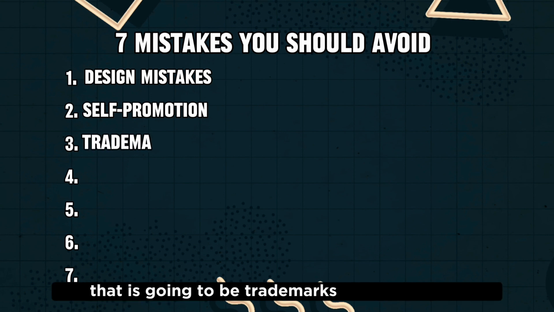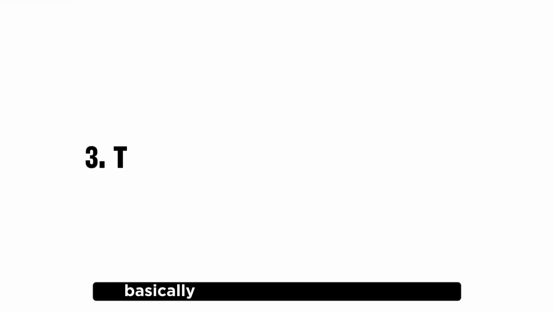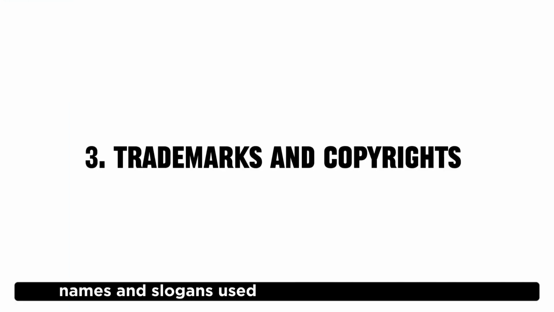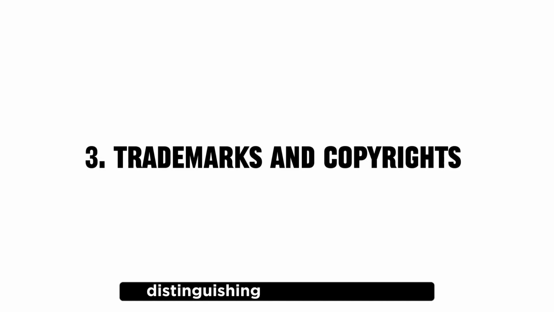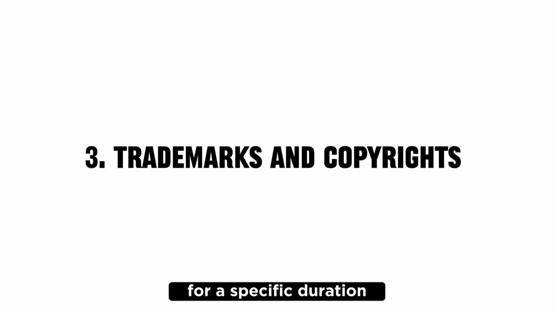Now it's time for our next mistake. That is going to be trademarks and copyrights. Let's understand. Basically, trademarks protect symbols, names, and slogans used to identify goods or services, distinguishing them from others, while copyrights safeguard original creative works like literature, music, and art, granting exclusive rights to the creator for a specific duration.